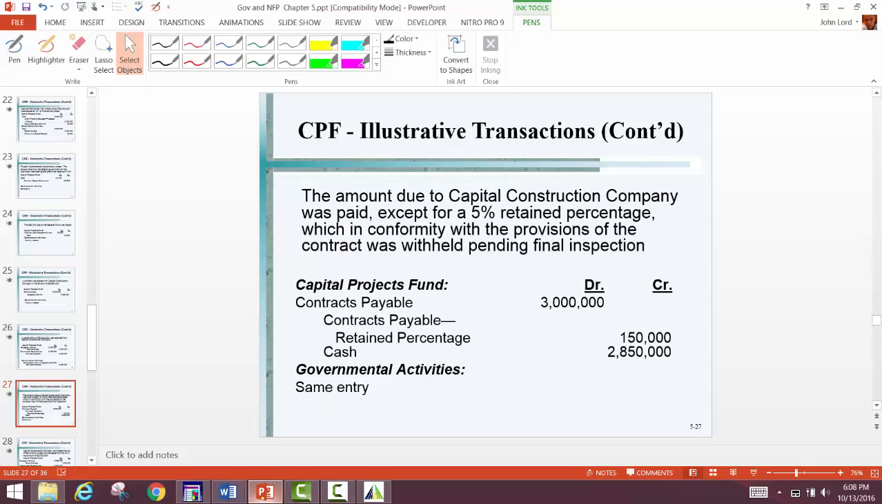Good. Now we pay the guy, but we don't pay him the full $3 million. We hold back 5%. Anytime you're having work done, you always hold back some from the contractor, don't you?